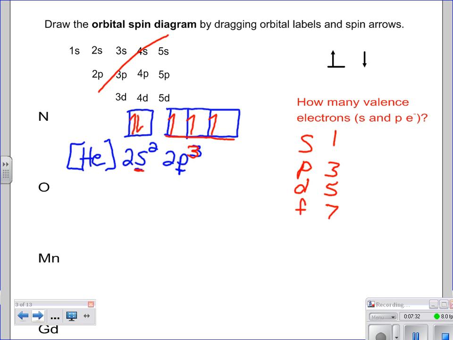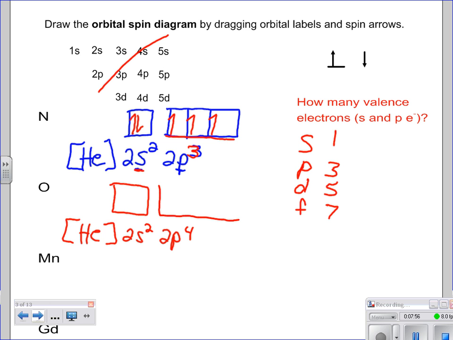The next one we look at is oxygen. With oxygen, it's just right next to nitrogen, the one we just did, so it's just going to be one additional electron. We're going to have helium, and then after helium, we know it's going to be 2s2 and 2p4. So we've still got our one orbital for our s, and three orbitals for the p. Before I move on, let's look at something like carbon, which is before nitrogen.